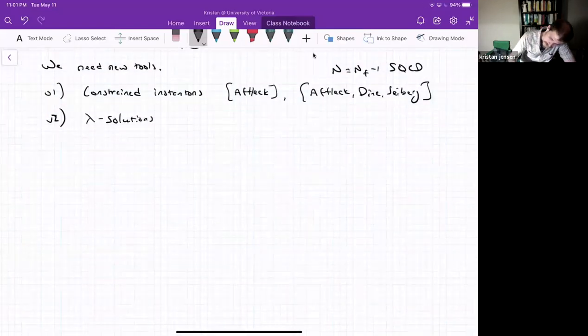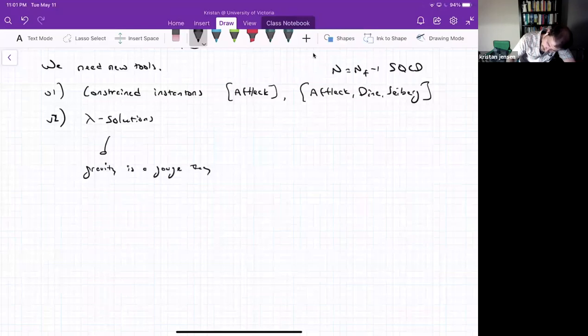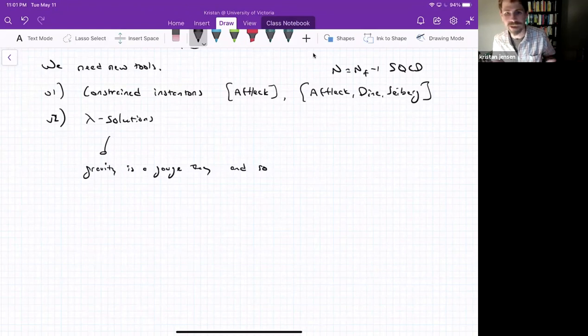Okay. So what do I mean by a Lambda solution? Well, gravity is a gauge theory. We divide by diffeomorphisms. And so we have to gauge fix when we do anything, whether we look at the space of the classical phase space, or we set up the one loop determinants, or what have you. We have to gauge fix.